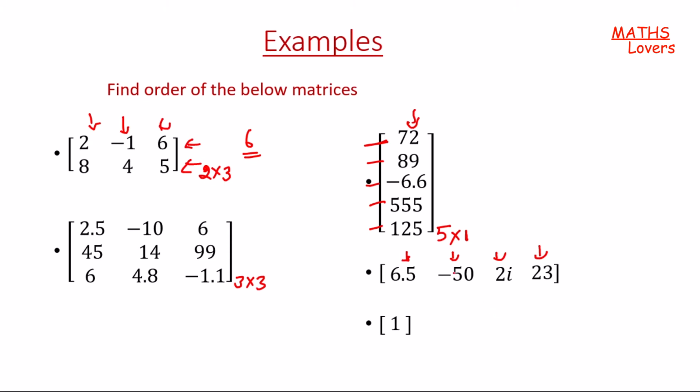Here we can see that 4 columns are there. Only one row is there. So the order will be 1 cross 4.